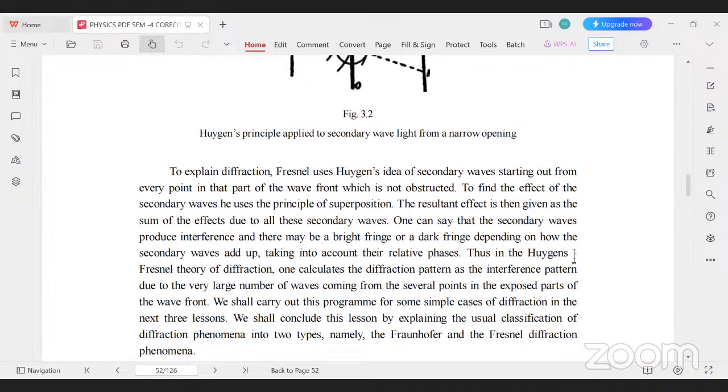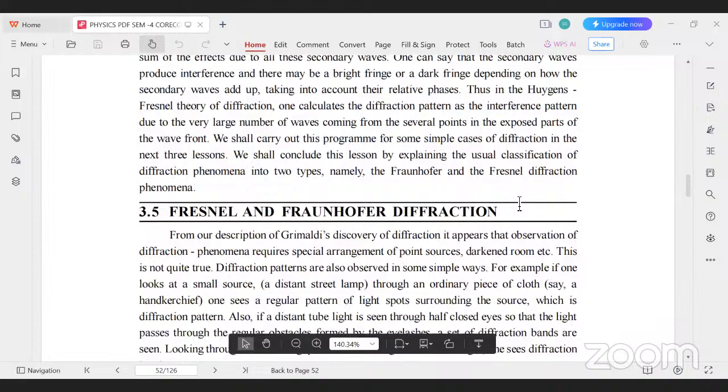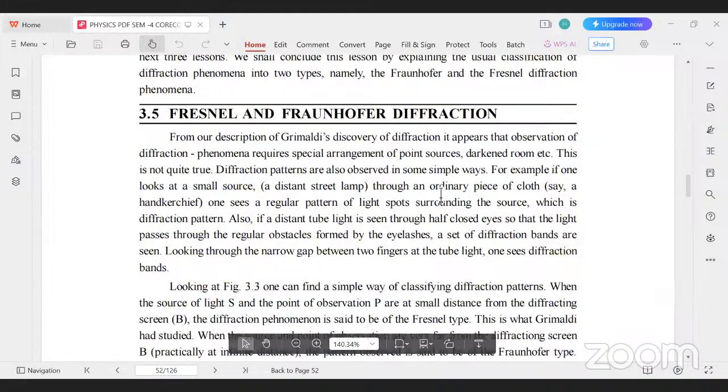We shall conclude this lesson by explaining the usual classification of diffraction phenomena into two types. Yesterday, I told you about the two kinds of diffraction, that is Fraunhofer and Fresnel diffraction phenomena. Let's see what this is going to say further.